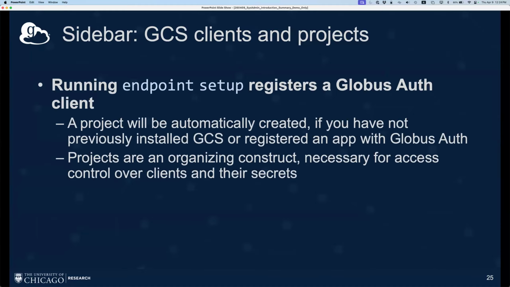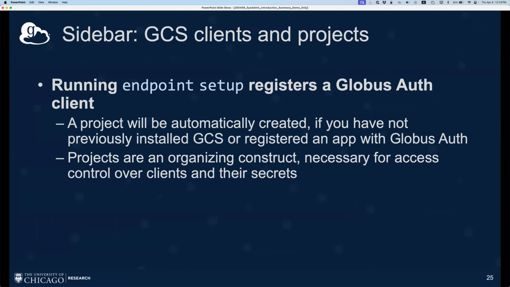When you run Globus Connect Server for the first time, and you run the endpoint setup command, it actually talks to the Globus service, specifically to Globus Auth, and it registers a Globus client. Essentially, it registers the endpoint. It says, hey, you're going to have a client here, a Globus Connect server. And this gets done inside of what we call a project.